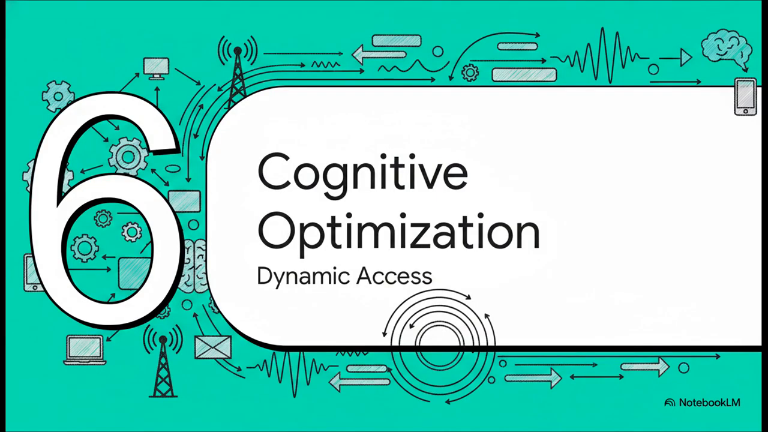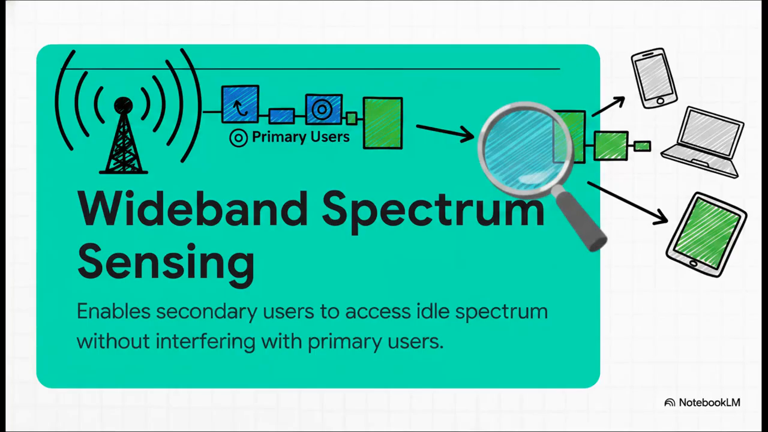Finally, Section 6, Cognitive Radio Optimization, the future of dynamic access. Okay, so right now, Smart 5G triggers its transitions based on a set of predefined rules. But with wideband spectrum sensing, we're stepping into the realm of true cognitive radio. This technique enables devices acting as secondary users to actively and autonomously sense sub-Nyquist wideband spectrums. They can literally hunt for and dynamically grab idle licensed spectrum in real time.